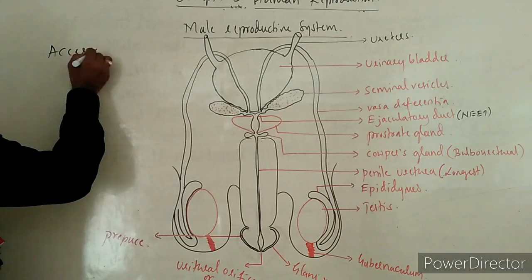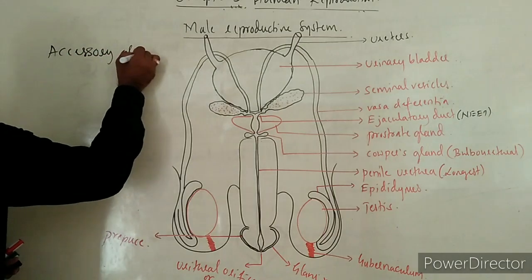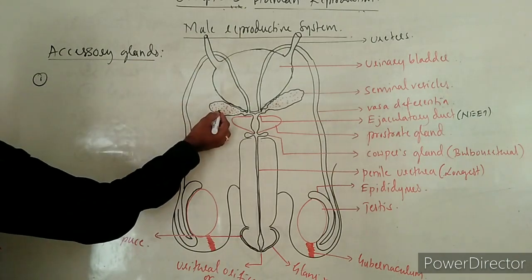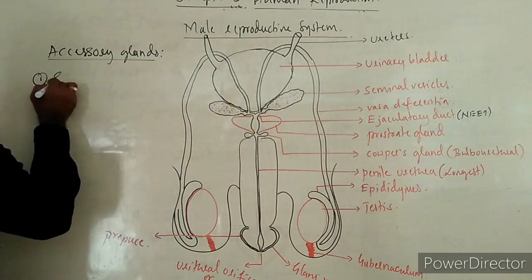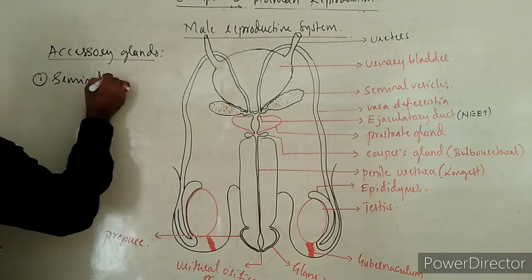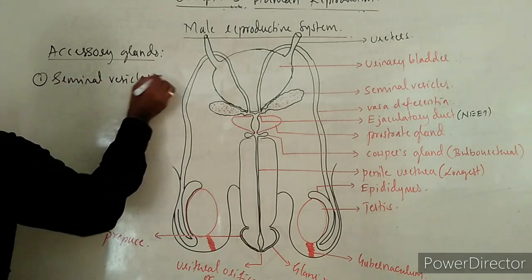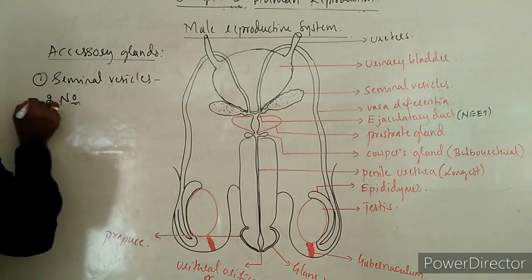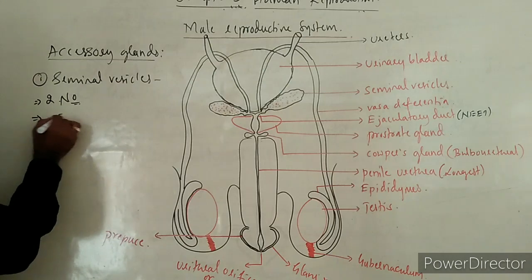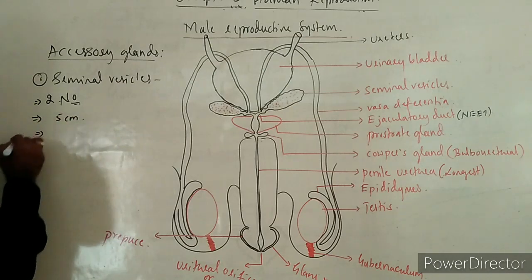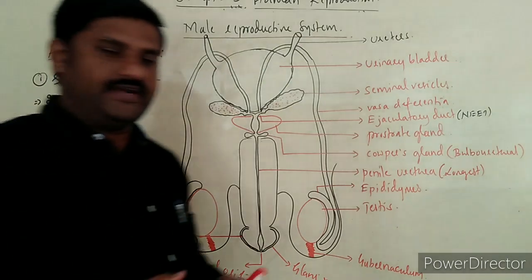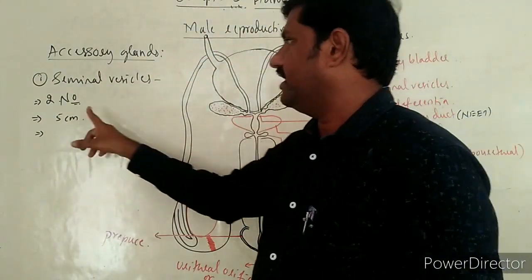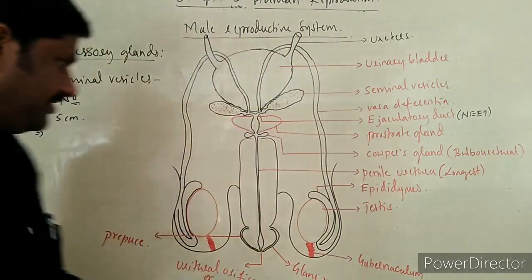Accessory glands. What are the accessory glands that we come across here? These are nothing but the seminal vesicles. These are two in number. They are about 5 centimeter in length, and such glands are in pair, and they secrete a secretion.